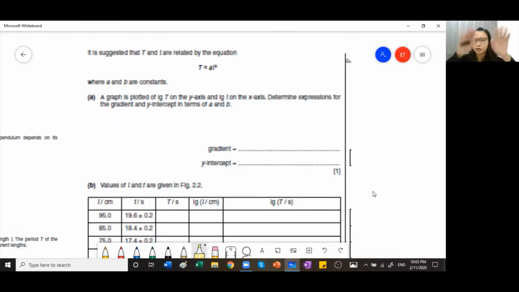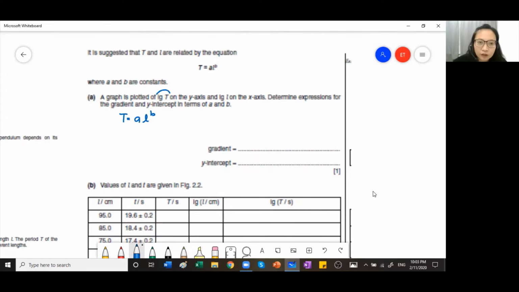When the equation is given, and they have already told you what graph they are plotting on the x-axis and the y-axis, you have to modify the equation to suit whatever is plotted on the x-axis and y-axis of the graph. So I will write down the equation first: T equals AL to the power of B.